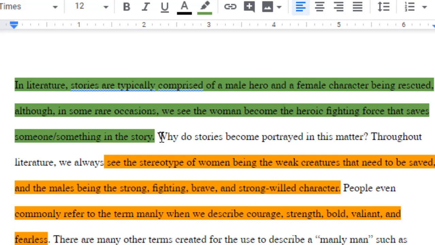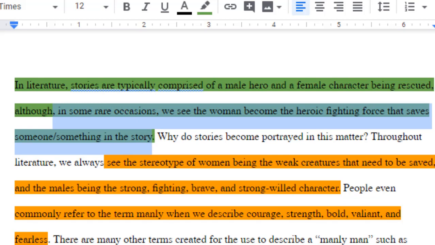Now, the rest isn't even colored in because it's not analysis, and it's also not evidence. Right here, "Why do stories become portrayed in this manner?" You don't need a rhetorical question there. And "there are many other terms created for the use to describe a manly man, such as macho, manful, and chivalrous." It doesn't even fit in with this paragraph. And ultimately, if his argument was that in rare occasions, the woman is actually the heroic fighting force that saves someone in the story, he doesn't prove that.